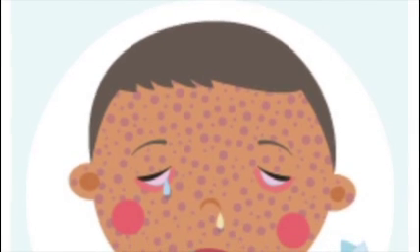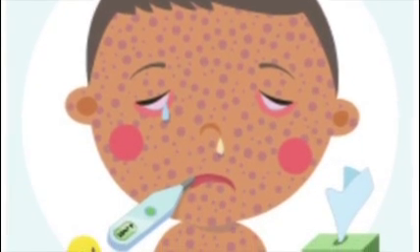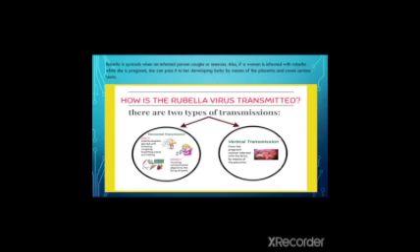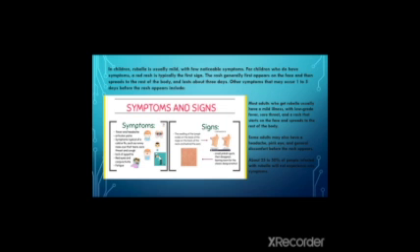Mode of transmission of rubella. Rubella is spread when an infected person coughs and sneezes. Also, if a woman is infected with rubella while she's pregnant, she can pass it to her developing baby by means of the placenta, and this can cause serious harm to the baby. Signs and symptoms of rubella.